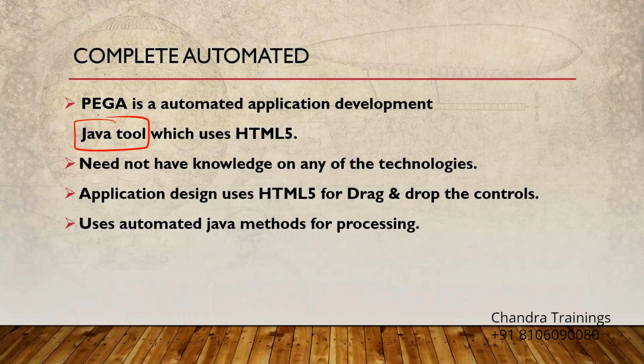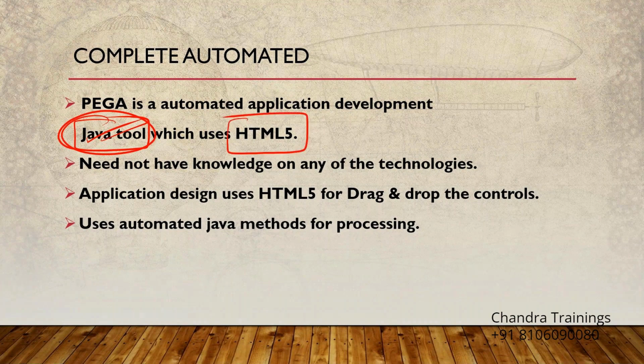Okay, earlier this Pega was automated on C language in the initial days, almost like 20-30 years back. So later they modified things and changed the backend technology to Java. So finally Pega is one automated tool based on Java, and in the front end it will be completely designed with HTML5.